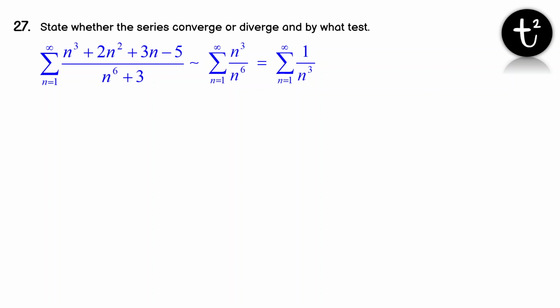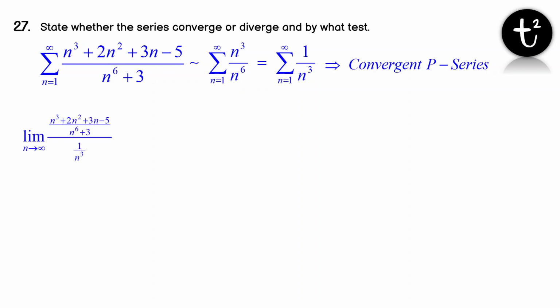So in other words, I'm going to compare to the sum of n cubed divided by n to the power 6. A simplification here says that that's just equal to the sum of 1 over n cubed, which I know is a convergent p-series. So I'm going to use the limit comparison test because it is a little bit hard to come up with an inequality for this problem.